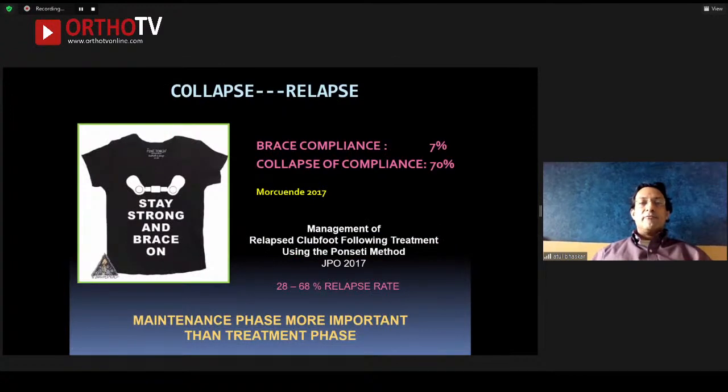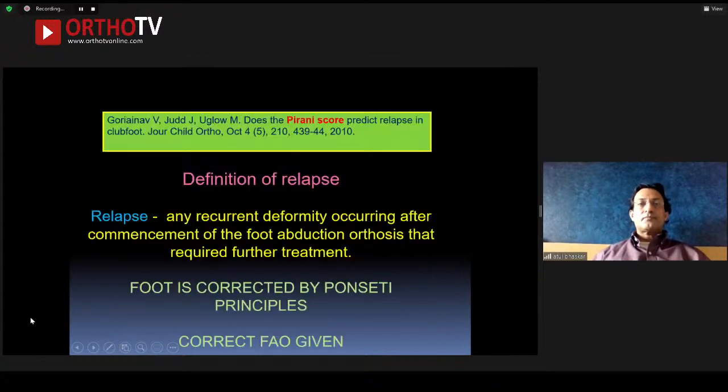Now, we all know that following the Ponseti casting, the brace is what usually determines the relapse. If you don't put a brace, the relapse is as high as about 70%. And with good compliance, it can come down to less than 10%. But more or less across the world, the range varies from 20% to 60%. So this maintenance phase becomes much more critical than the actual treatment phase.